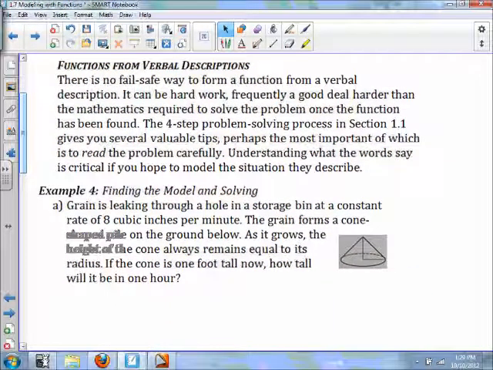Now, the next type of thing that we're going to do, we're going to build a function from verbal descriptions. There is no fail-safe way to form a function from a verbal description. It can be hard work, frequently a good deal harder than the mathematics required to solve the problem once the function has been found. The 4-step problem-solving process from section 1.1 gives you several valuable tips, perhaps the most important of which is to read the problem carefully. Understanding what the words say is critical if you hope to model the situation they describe.